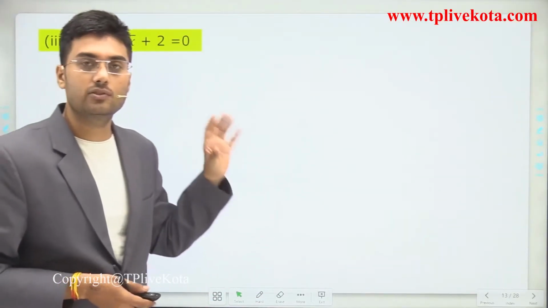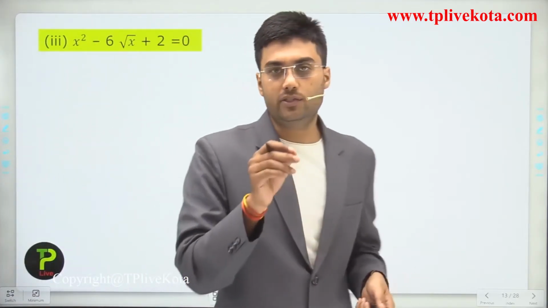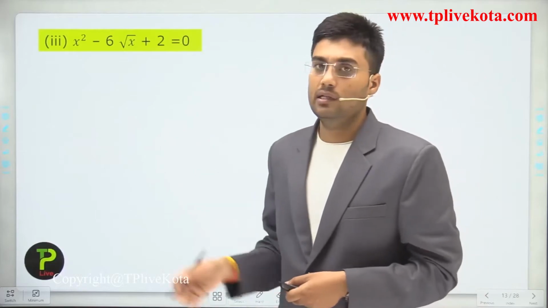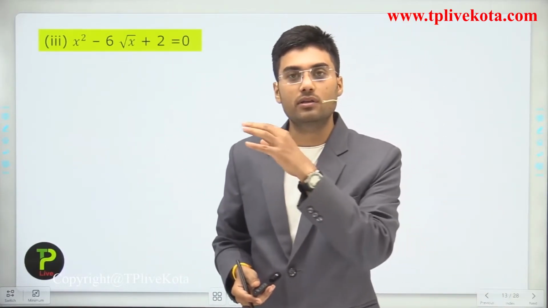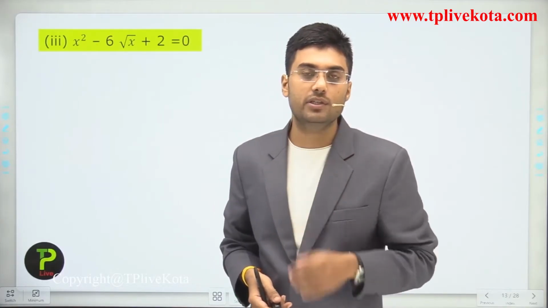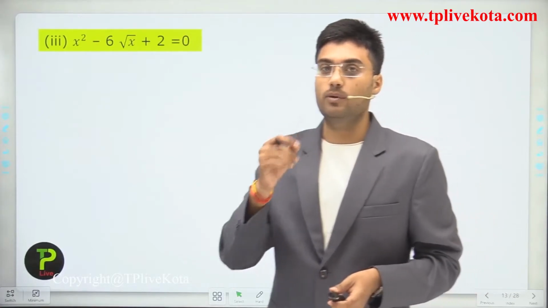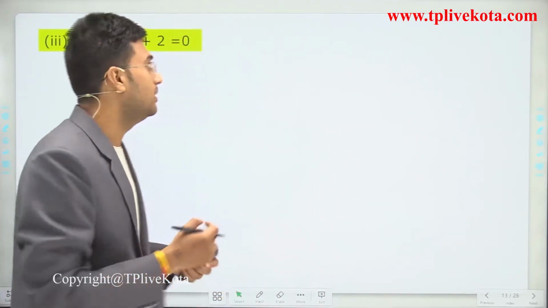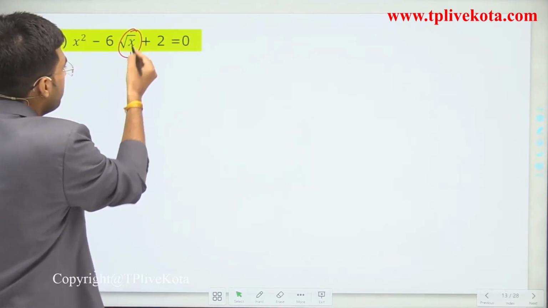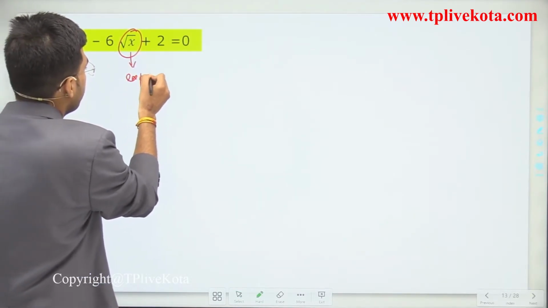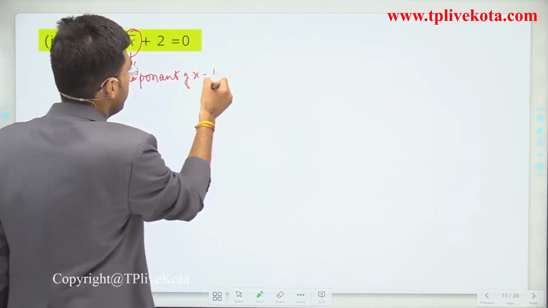this equation is quadratic or not. This is a very interesting example. Students, if we observe here, the degree of this expression is 2. So we can call this expression or this equation a quadratic equation. But there is a problem. And what is this problem? Here the exponent of x is 1 by 2.